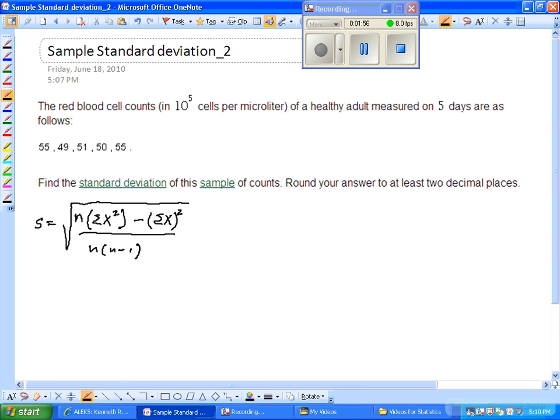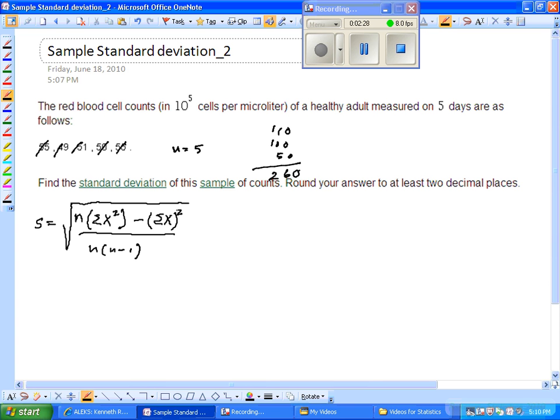I'm going to first of all point out that n is equal to 5. Next I'm going to do the sum of the x's. If I add these all up, it's easy to see that 55 and 55 is 110, 49 and 51 is 100. So I have 110 plus 100 plus 50, which is 260. So that is my sum of the x's.